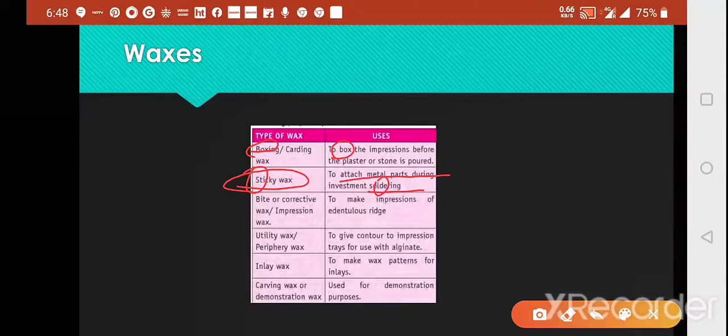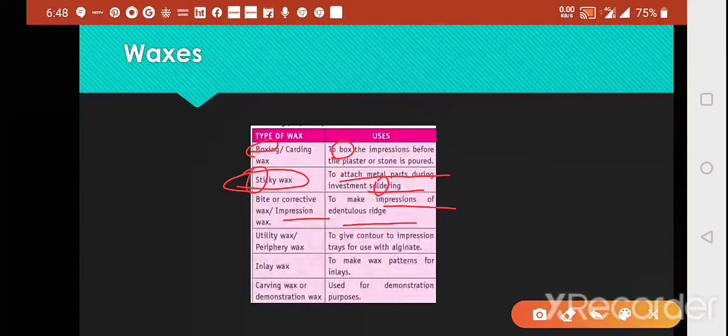Another is bite or corrective impression or impression wax. So simple impression wax is used to take impression of your edentulous ridge, and even type 1 impression compound is used for this purpose. So impression compound, impression wax, impression of edentulous ridge, you can remember.